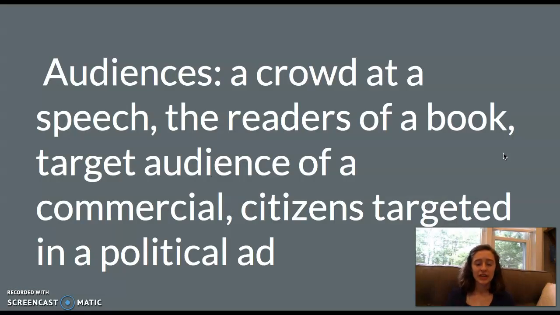So there are different examples here of audiences. I already mentioned a crowd at a speech. It could be the readers of a book, the target audience of a commercial, like I said, or maybe an ad, a political ad specifically targets citizens who are affected by different issues, like maybe specifically veterans or specifically educators. That would be a good example of a target audience.